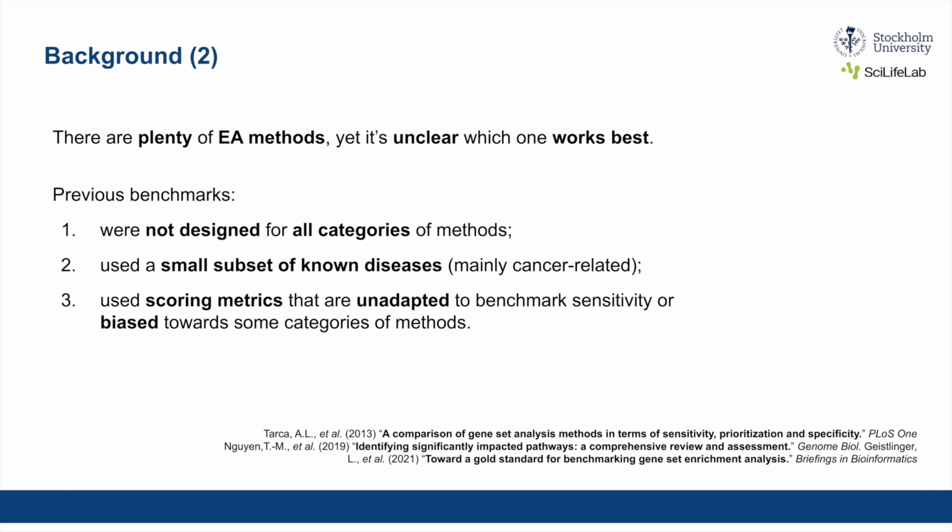There are plenty of EA methods, yet it's unclear which one works best. The reason for this is that previous benchmarks were not designed for all categories of methods, used a small subset of known diseases, mainly cancer-related, and used scoring metrics that are unadapted to benchmark sensitivity or biased towards some categories of methods.